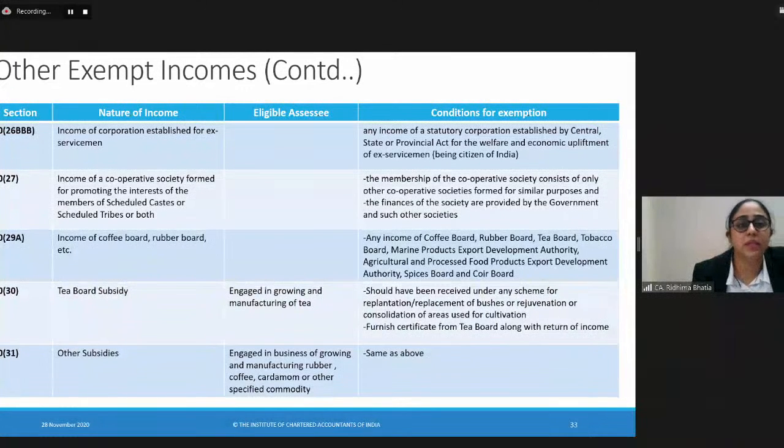Who gets the subsidy? The person who is engaged in the growing and manufacturing of such tea, and in other cases of such rubber, such cardamom, such specified commodity. But you will only get the exemption when you are using that subsidy for better replantation, better rejuvenation. ठीक है?